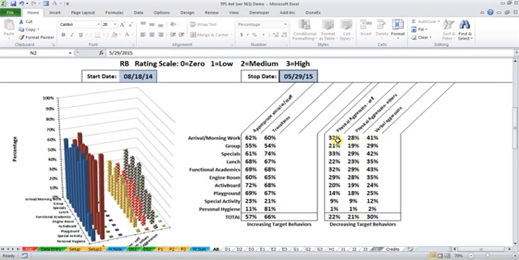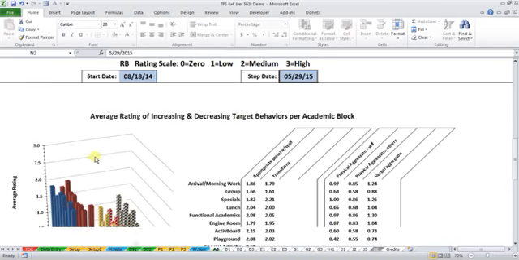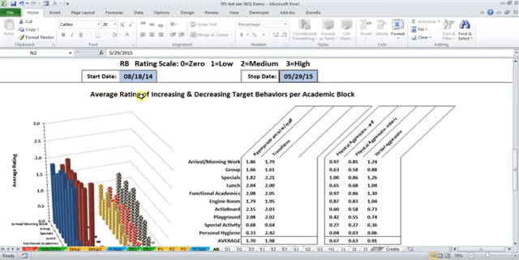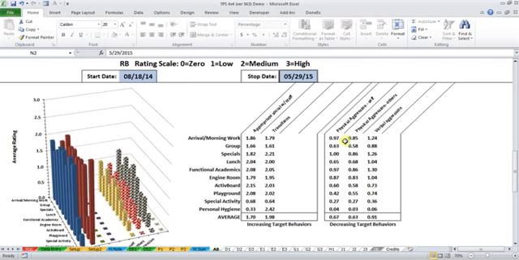32% of the points were earned for physical aggression to self, 28% for aggression to others. We'd like for that to have been 0 or low, like 1%, and 2% for personal hygiene. And the corresponding graph maximizes at 100%. The next one shows the average rating of increasing and decreasing target behaviors. Now that's the average for all of the measures, all of the academic blocks that occurred.